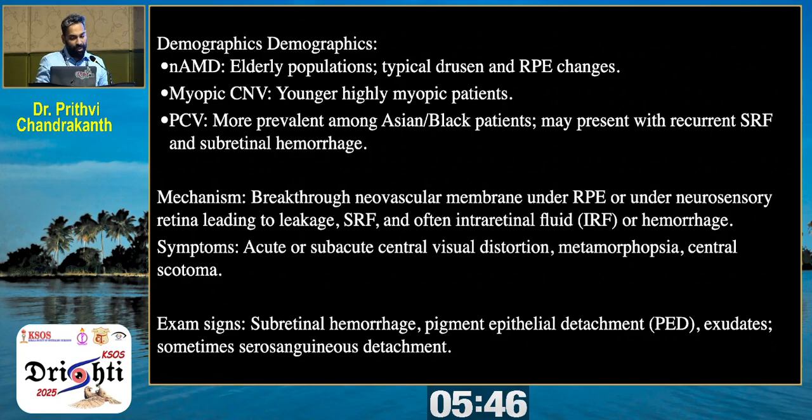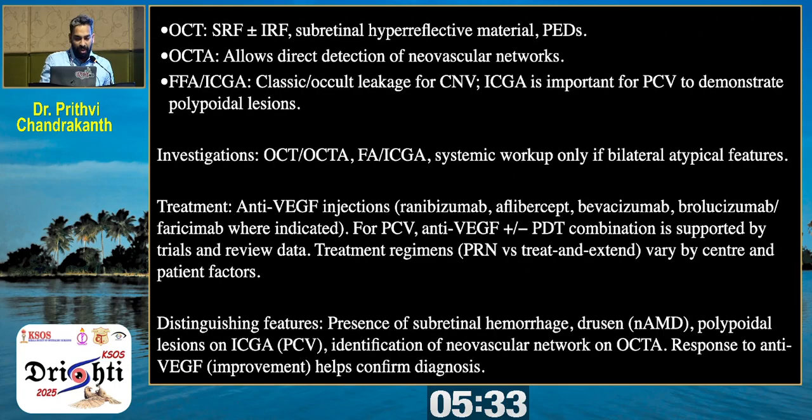Acute and subacute central visual distortion, metamorphopsia, and central scotoma, exactly like CSR. On examination, you will find subretinal hemorrhage and PEDs in these kinds of cases. Again, OCT, OCT angio, and FFA and ICG can be taken. You can see the leakage in the FFA. Treatment is anti-VEGF, but in CSR we won't give anti-VEGF in most cases. In this one, we give anti-VEGF, and you can see the regression also.